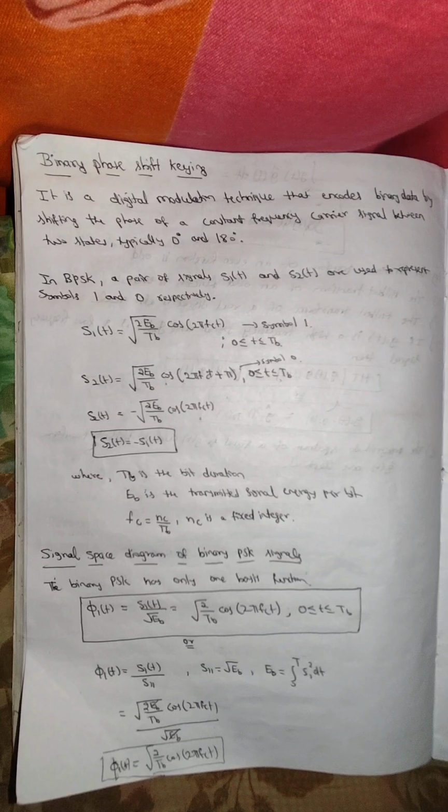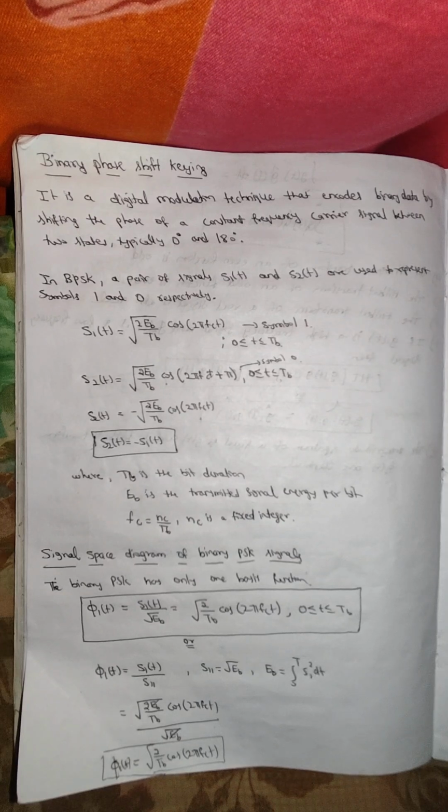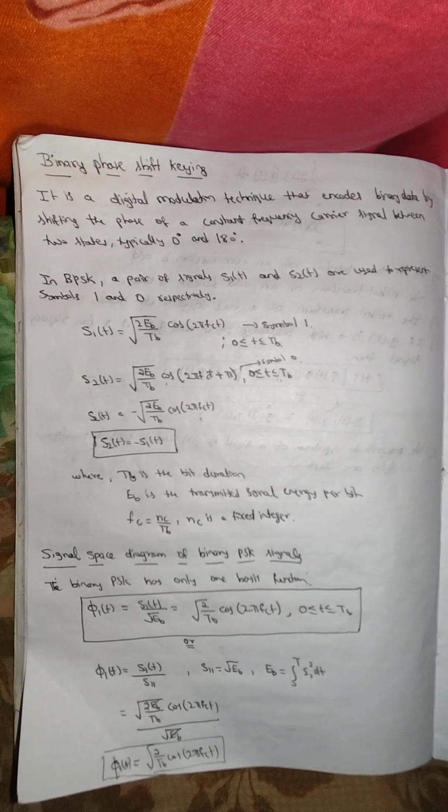Signal space diagram. Phi1(t) is equal to S1(t) divided by S11, where S11 is equal to root Eb. Eb is the integral from 0 to Tb of S1 squared dt. Here we substitute the value of S1(t). S1(t) is root 2Eb by Tb cos(2πfct) divided by root Eb. Here Eb cancels and we get √(2/Tb) cos(2πfct).